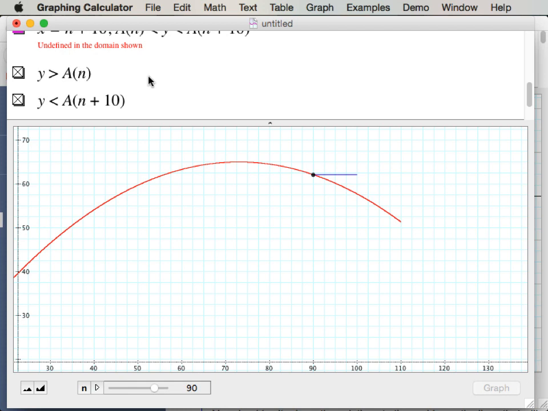Are you guys in agreement? Try to get a consensus at your table. You all agree what it's going to show when I turn on y is greater than a of n. Still behind the second one. The second one, the line y less than a of n plus 10, won't show up unless we're on the left side of that separation.